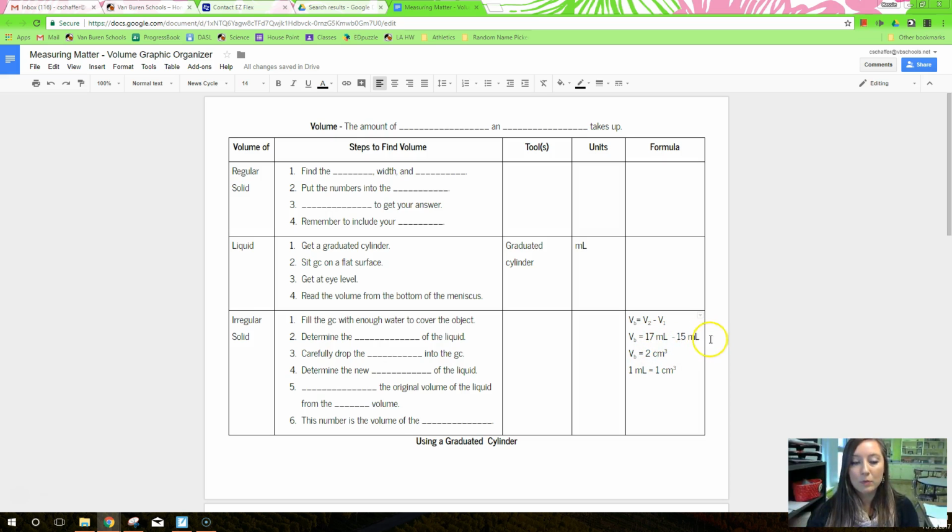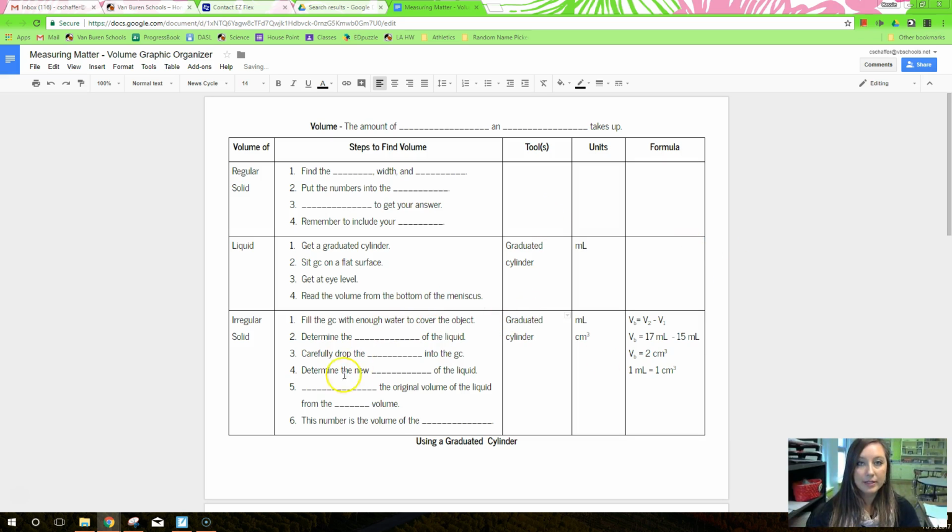So up here, we were finding the volumes of the liquids, but once we subtracted them, we were actually finding the volume of a solid, which is why we changed that unit. So the units that we're going to be using are going to be milliliters first, and then changing it to the centimeters cubed. And then our tools that we're going to be using are just our graduated cylinder.